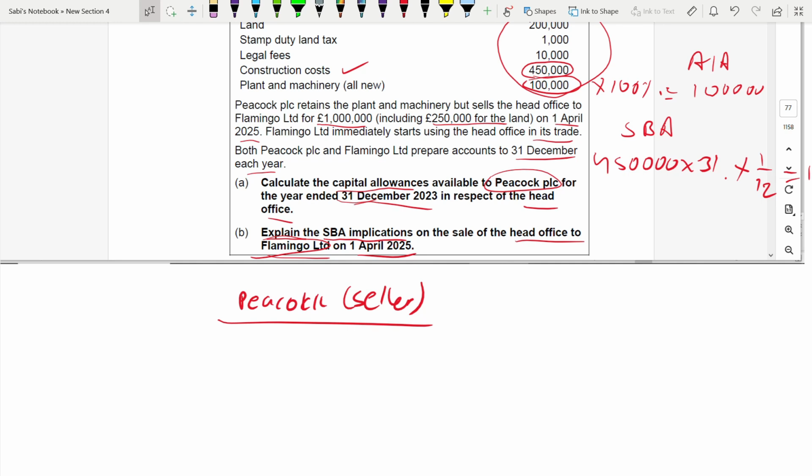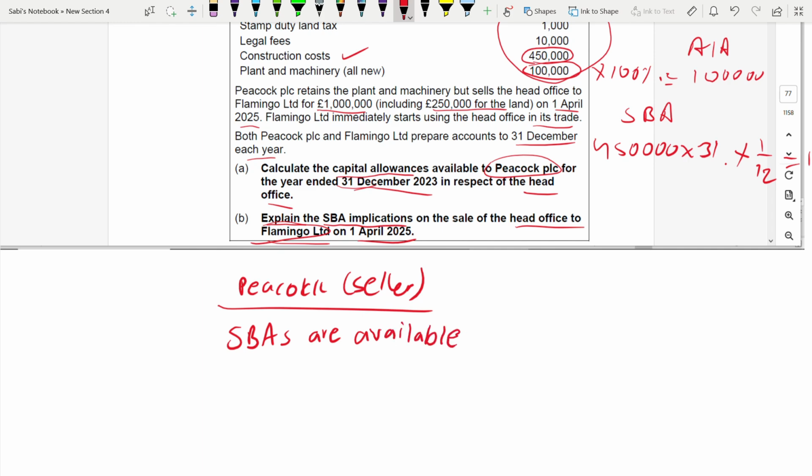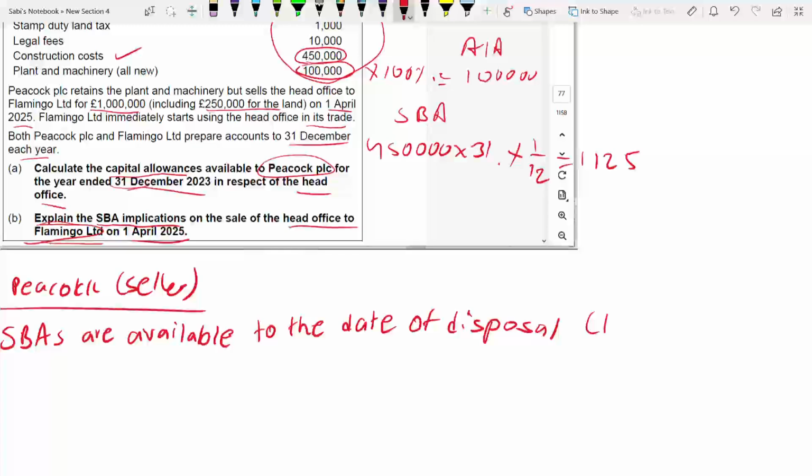Just now we have checked the impact on the seller and the buyer. So for him, the SBA will be available to the date of disposal. You have to write in different paragraphs when we are writing the impact. When you're explaining 2-3 impacts together, implications, each implication in one line. So first, SBA are available to the date of disposal. What is the date of disposal? They have given the date of disposal, 1st April 2025.